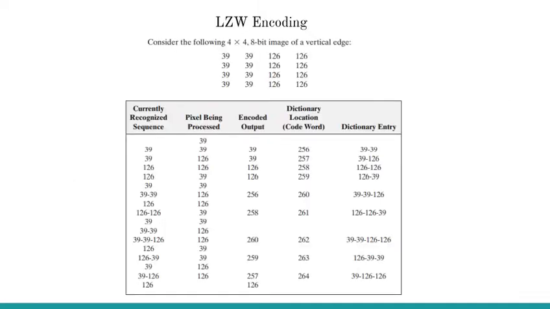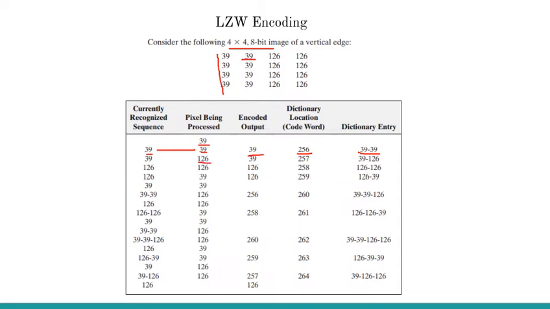Let's now look at an example of LZW coding. Here we have a 4x4 8-bit image of the given sequence. So initially we have pixel number 39, and since it's a single pixel without any sequence and it's already present in the dictionary, we do not encode it into the dictionary. And then the next pixel we have 39, and its previous pixel is 39, and since the sequence 39 39 is not present in the dictionary, we place it in the dictionary at location 256, and its encoded output is 39. So moving on to the next pixel, it's 126.